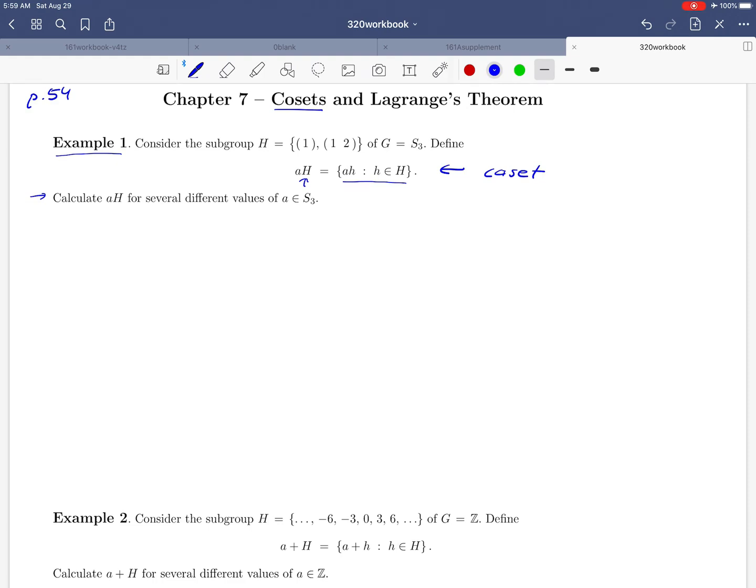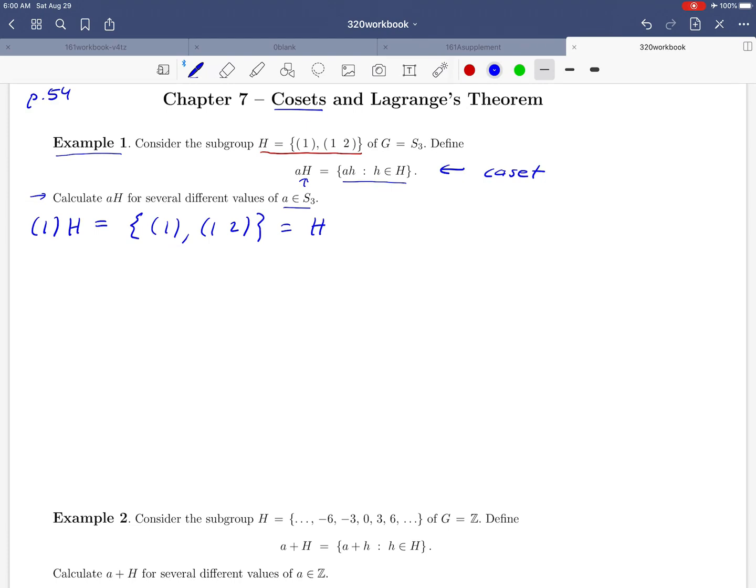The first element that I'm going to choose from S3 is the identity, just because that's a nice one to start with. The question is, what would happen if you took the identity permutation and multiplied it by both of the elements in the set H? Well, if you multiply the identity by anything, you're just going to get the same elements back again. So multiplying through by the identity is just going to leave H the same as what it was before. We're going to get the same set back again.